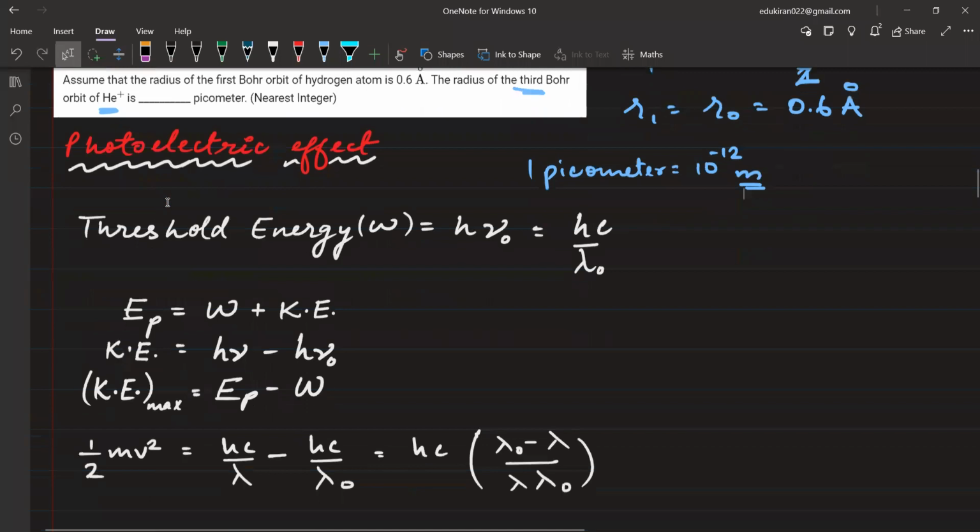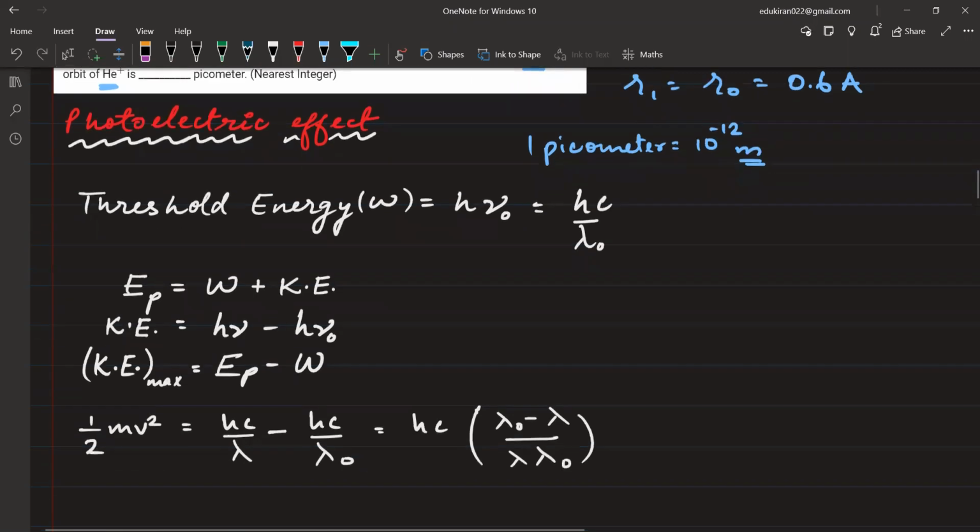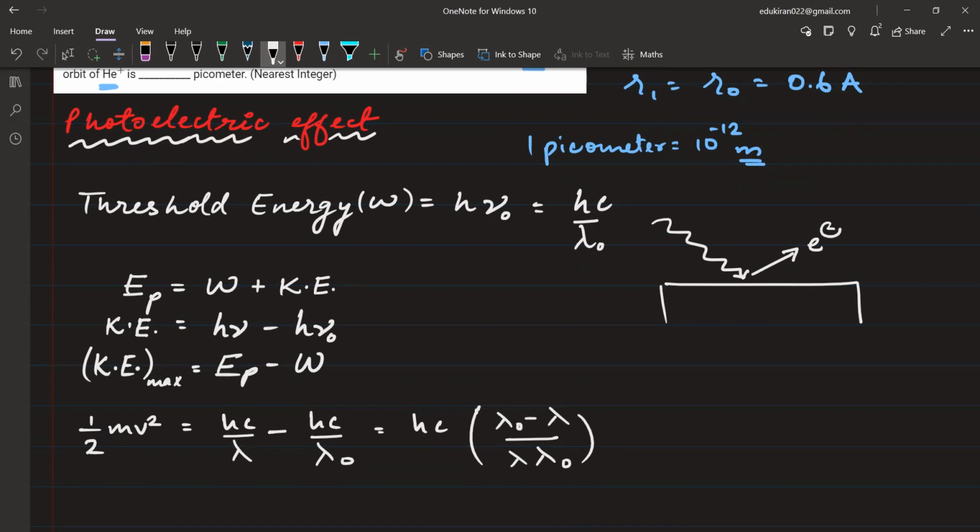Now moving on. Next topic is photoelectric effect. It basically says that if we have a metal and we hit the metal with a particular frequency, then the metal surface is going to eject out electrons. Now, let us suppose all the metal atoms have some kind of threshold energy. What is the threshold energy?